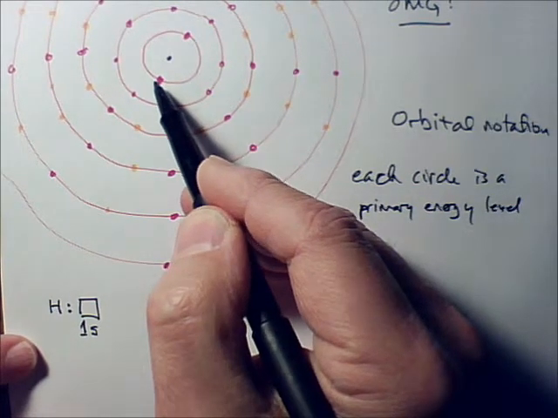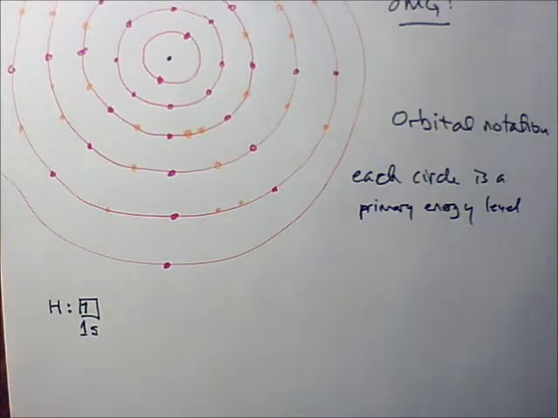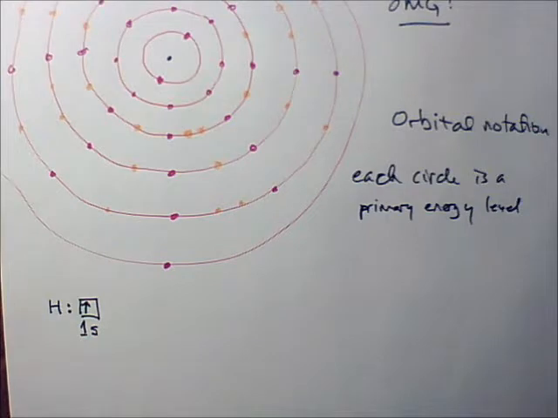And I have 1 electron for hydrogen, so we're going to show that electron as an arrow. Now, I use a half arrow because it's just faster. Is that okay with you if I use a half arrow? If you like full arrows, write a full arrow. It doesn't matter to me. Really? Well, I like half an arrow. Get used to it.